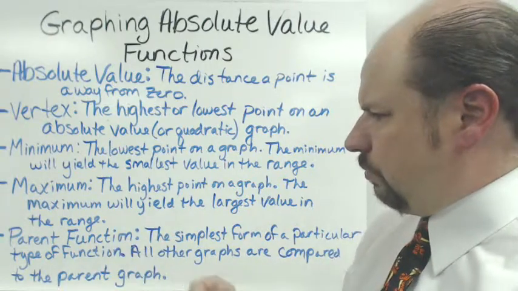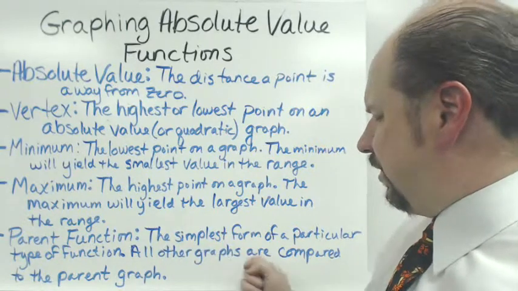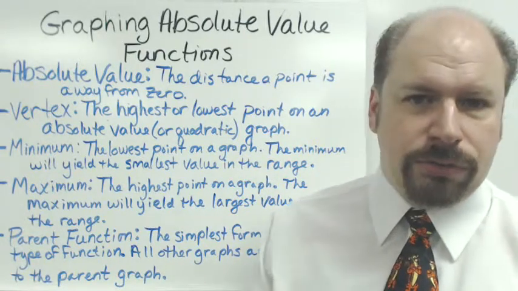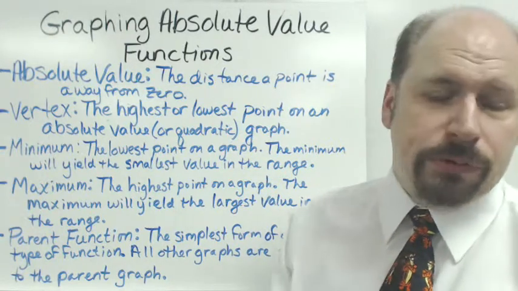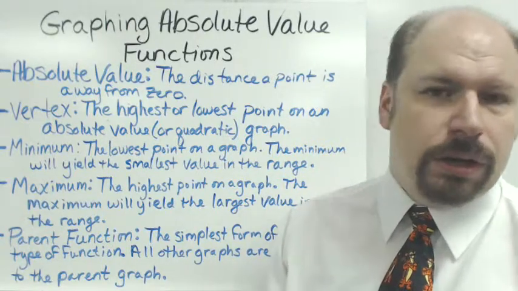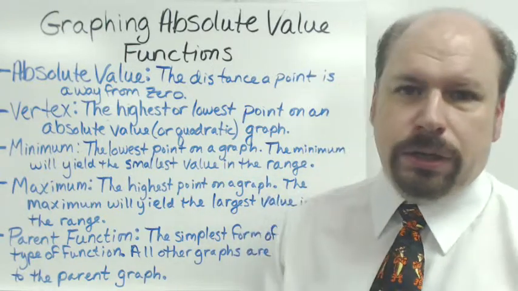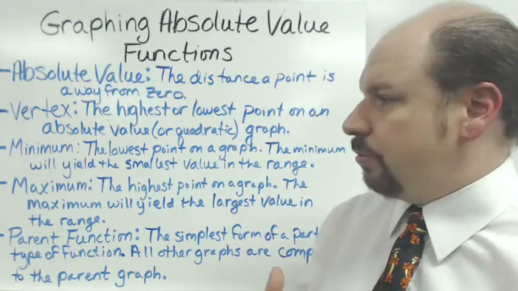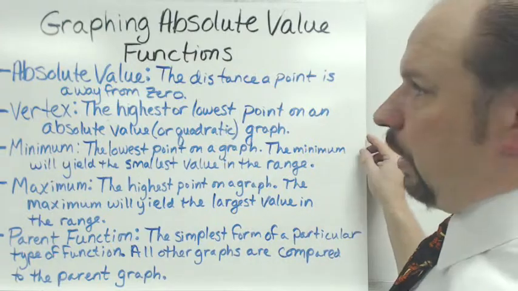Okay, and first, parent function. So we're talking a little bit about parent functions now. A parent function is the simplest form of a particular type of function, and all other graphs are compared to the parent function. So there are a lot of different parent functions. y = x is one example of a parent function that we've already looked at. Today we're going to look at y = |x|. Some other parent functions might be y = x², or possibly y = x³, or y = sin(x). So there are lots of different parent functions out there. Today we're going to focus on the absolute value.